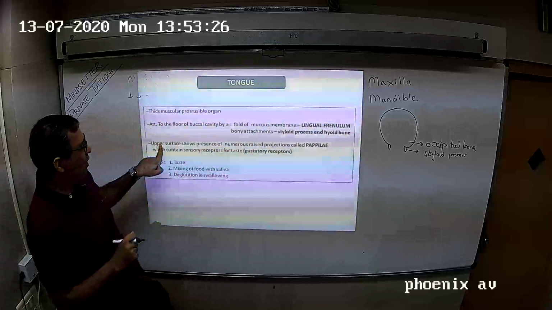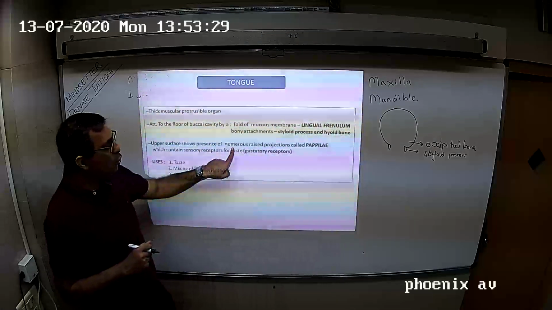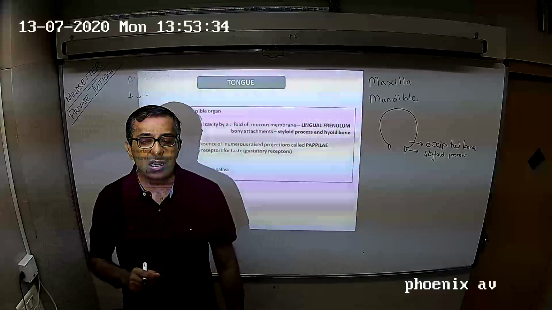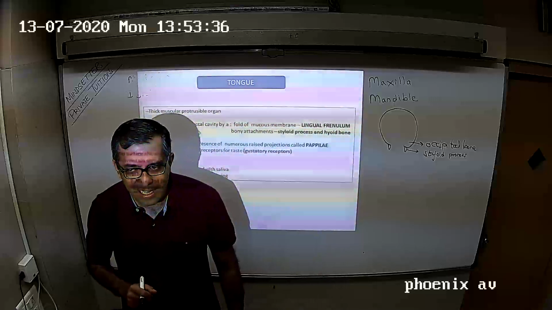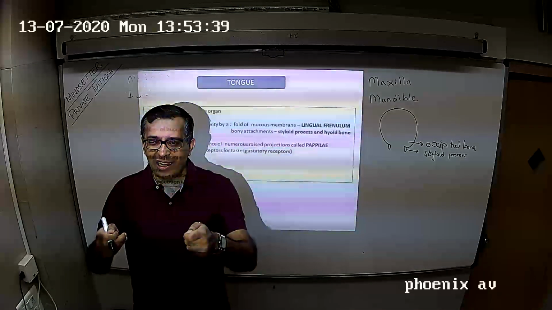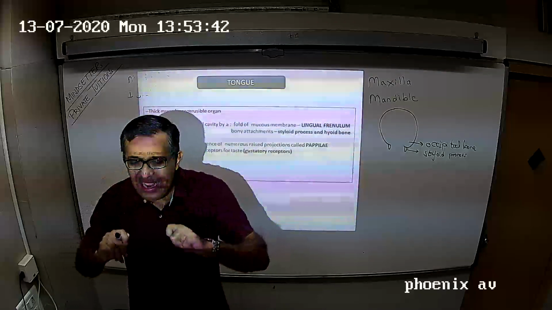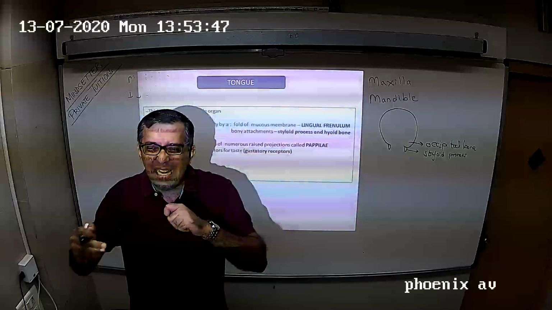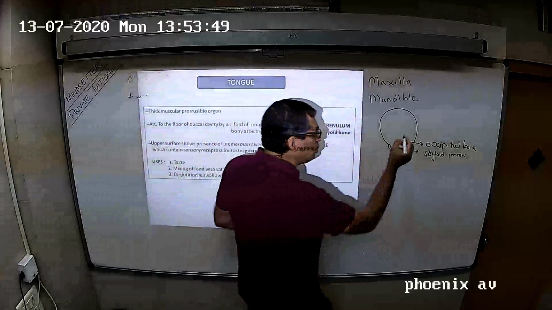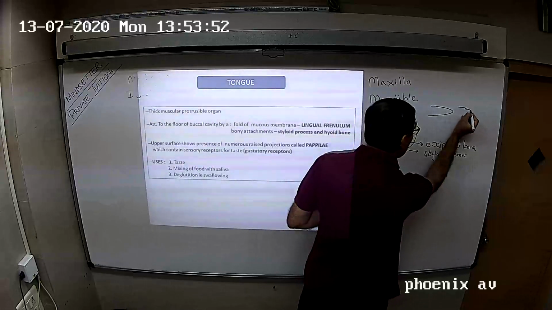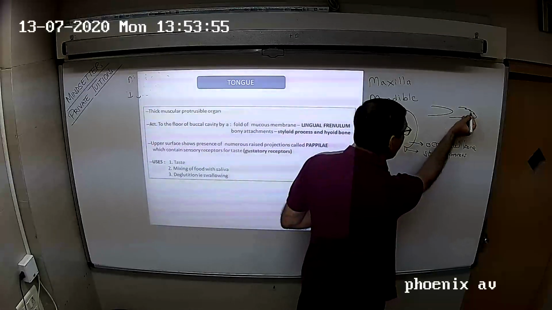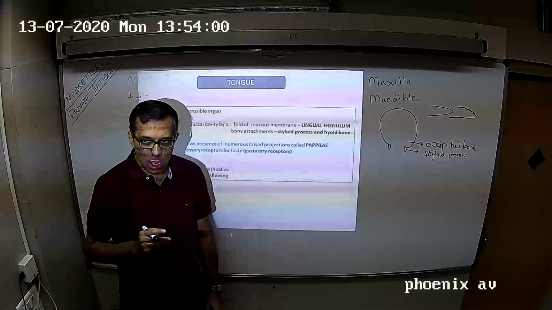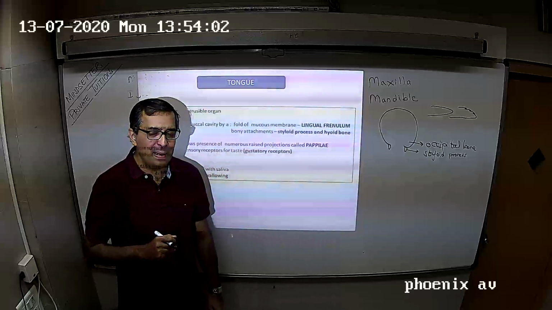And then we have the upper surface of the tongue, which shows numerous raised projections called papillae. So sir, if we protrude the tongue in front of a mirror and take a mouth cleaner and clean the tongue, you will find the surface of the tongue is not smooth. It has many ridges. So the tongue is not smooth. It has ridges all over it, and those ridges are called papillae. The ridges of the tongue are called papillae.